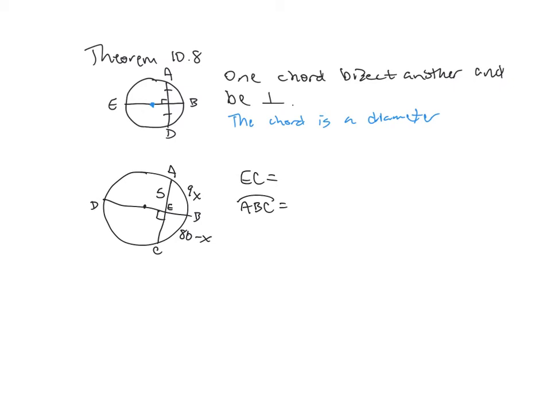ABC. So the simple one should be EC because I have a diameter even though it's kind of crooked, and it's perpendicular. So if this AE part is 5, then the EC part is also 5. Okay. And then the ABC part, well, it's perpendicular and it's a diameter. So the chords are equal and the arcs are equal.